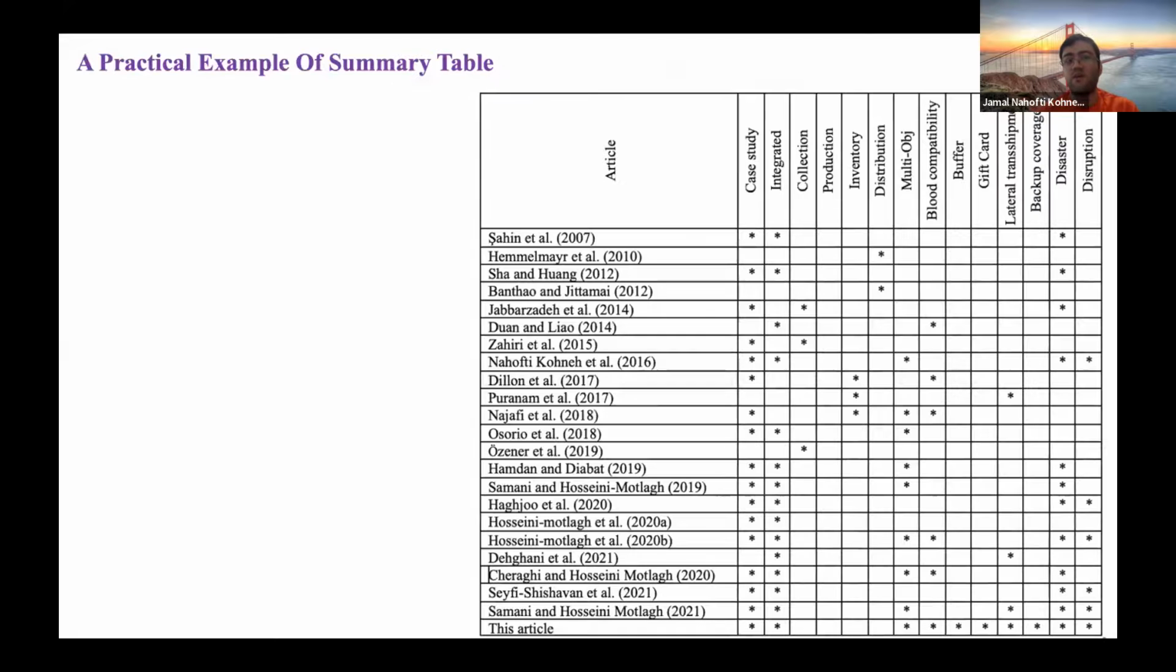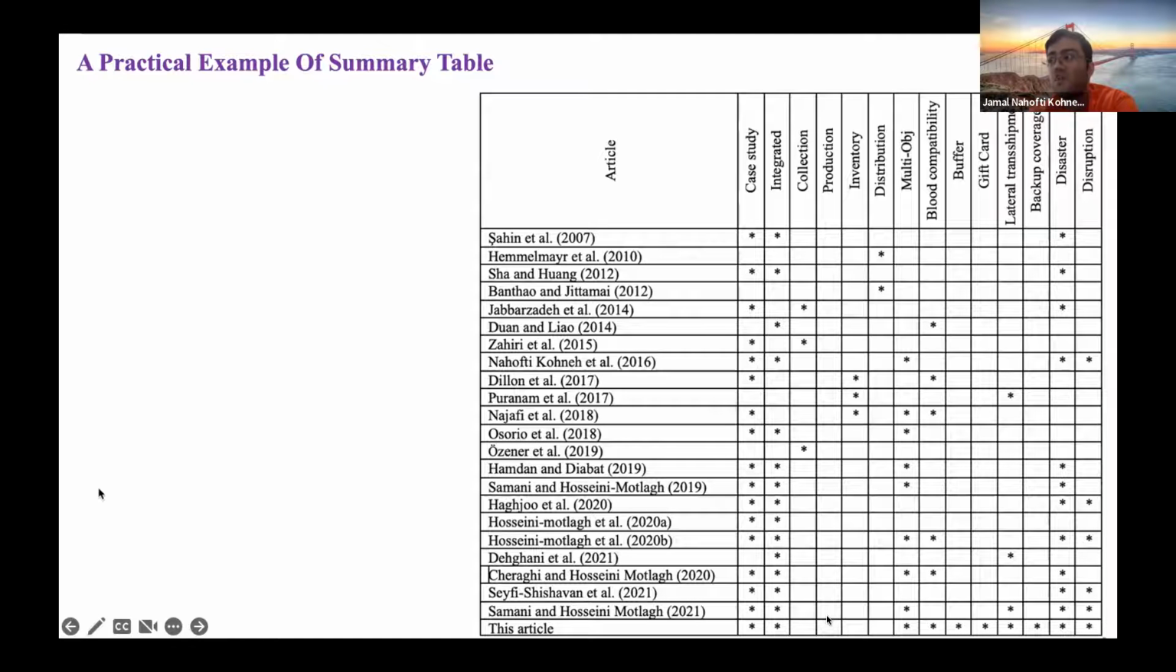One of the tools is a summary table, which I've talked about, which you can see. In the columns, I have used different contributions that people have used so far. And also in the rows, you can see the references that I've discussed in the literature review. And finally, I added my paper in the last row. So you can use a star mark or check mark to show different contributions that each reference has used, and finally show your research.